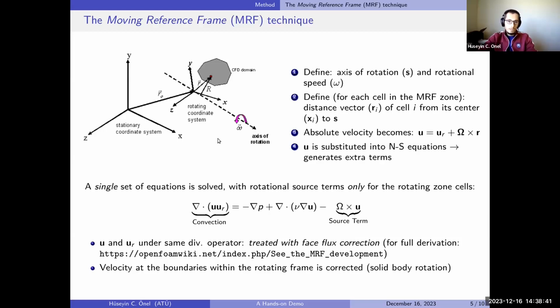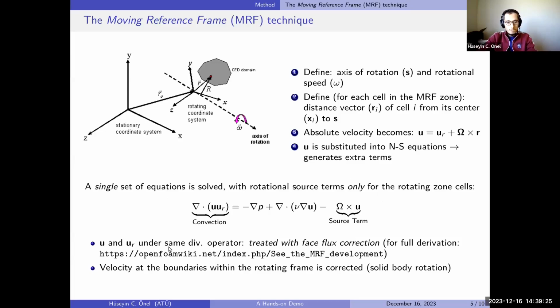For each cell in the MRF zone, you define the distance vector R_i of each cell i from its center to the axis of rotation. Then the absolute velocity becomes this one, which includes the rotational effect. Then this u vector is substituted into the Navier-Stokes equation, which generates extra terms. I'm not going to dive into this and explain everything in detail because we don't have time for that. But a single set of equations is solved at the end of the day with rotational source terms added only to the rotating zone cells, as you can see here.